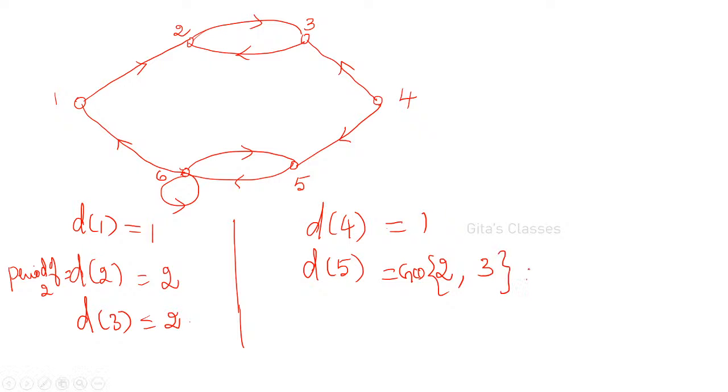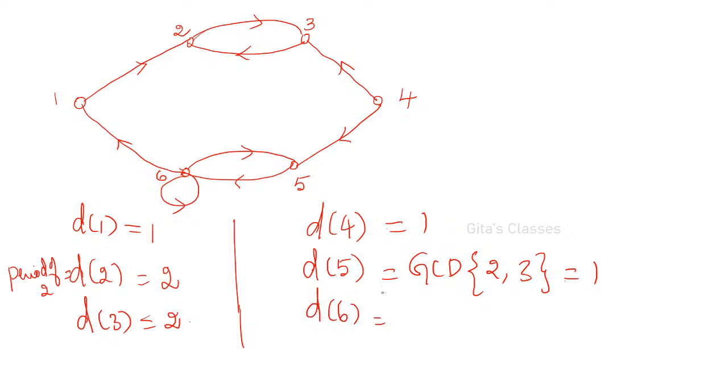If there are more ways, then you have to take the greatest common divisor of the number of possible ways, that is the steps, n steps. Okay, 2 steps you can come back or 3 steps you can come back. So GCD of 2, 3 is 1. Greatest common divisor of 2, 3 is 1. Understood? So similarly, what about 6?